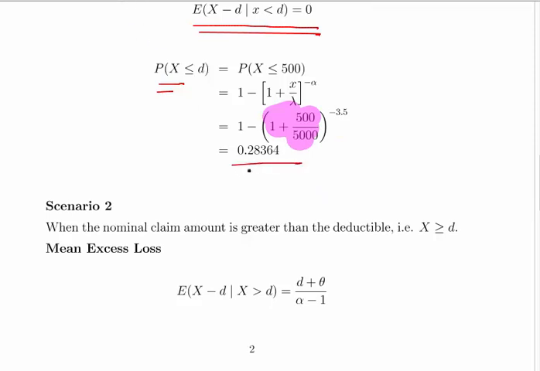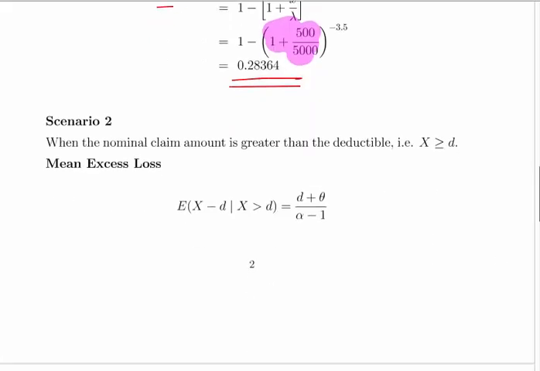A bit of calculator work, and that should be around 0.2836, or 28.36%. So that's done. What we can deduce from that is the probability of it being in excess of that is 71.6%, something like that. We'll come back to that shortly.